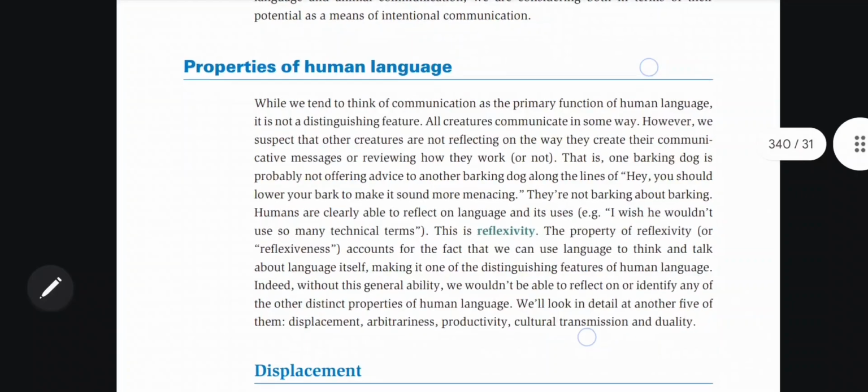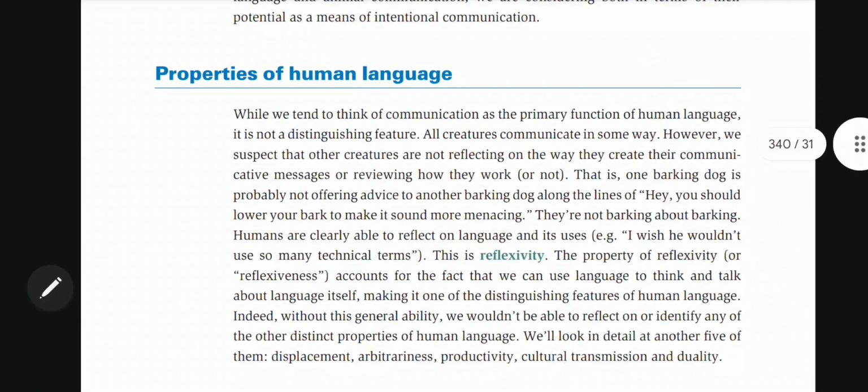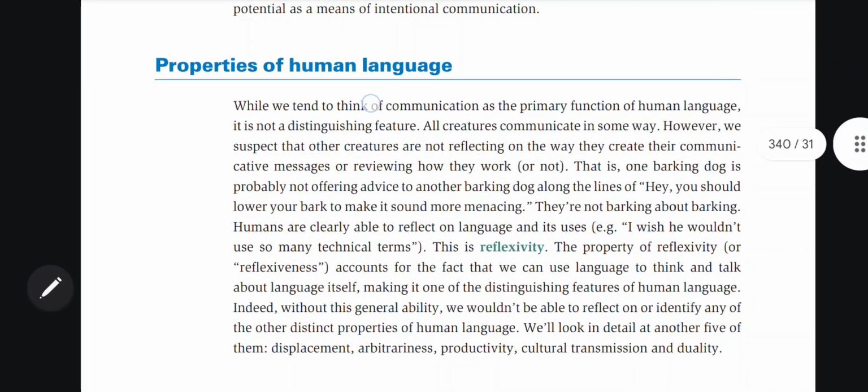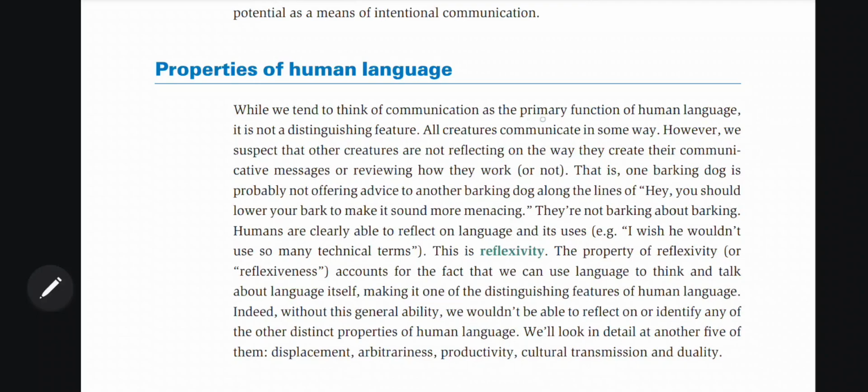There are properties of human language. While we tend to think of communication as the primary function of human language, it is not the distinguishing feature. All creatures communicate in some way. However, we suspect that other creatures are not reflecting on the way they create their communicative messages or reviewing how they work or not.